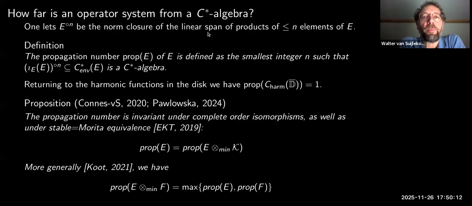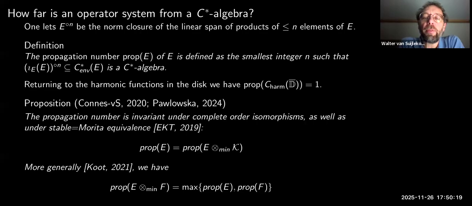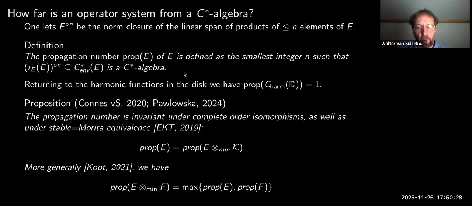Yeah, Adam, go ahead. Sorry, very basic question. Is it obvious that it is always finite? No, it can be infinite as well. Yeah, so that's what we also allow. If it doesn't happen for an integer, then we call it infinite. Okay, thank you. And I will also give examples of that in a moment.